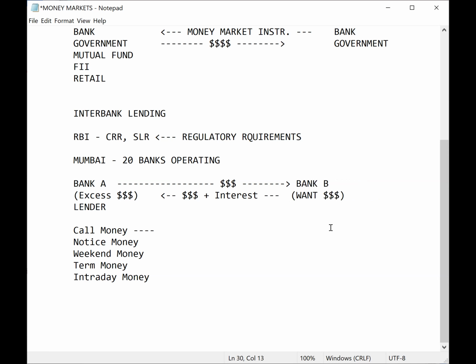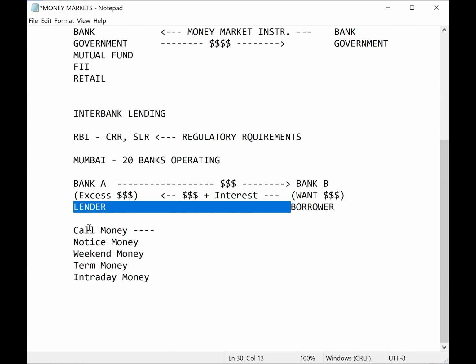Hey guys, what will you call bank P? Borrower. Very good. Yeah, I ask you simple questions, guys. You should answer quickly. So in this case, the funds are exchanged till the time the lender calls back the funds.